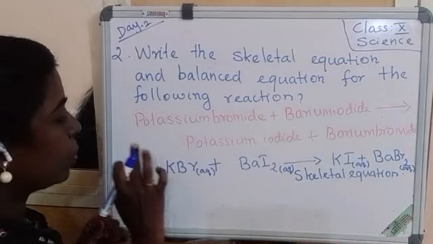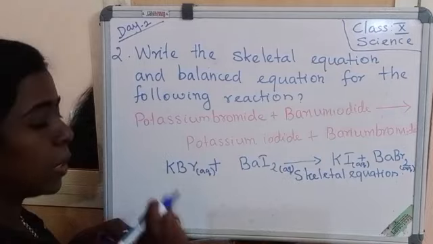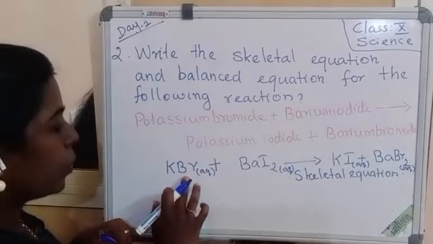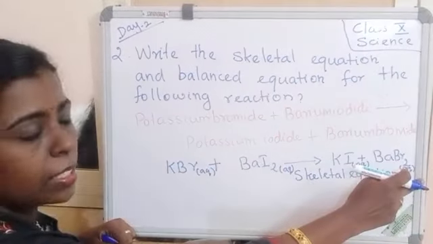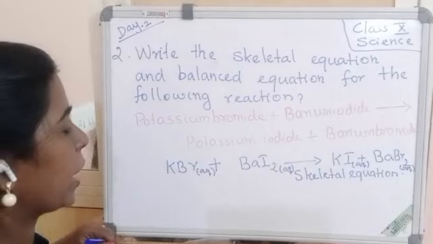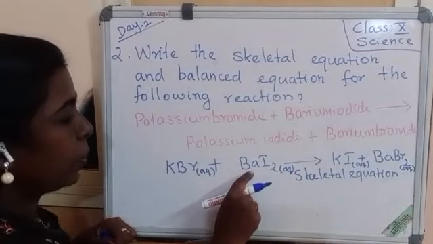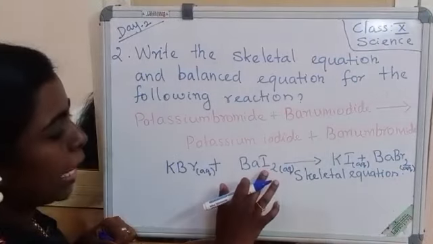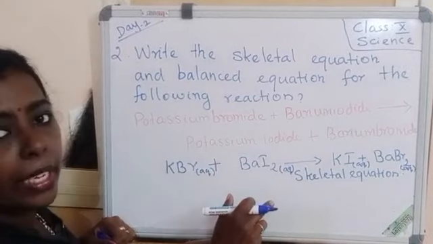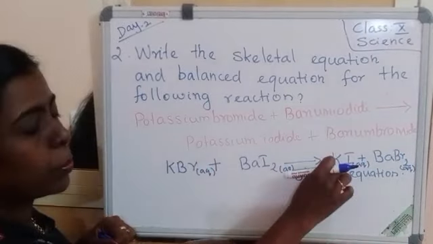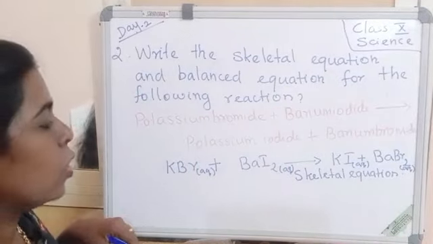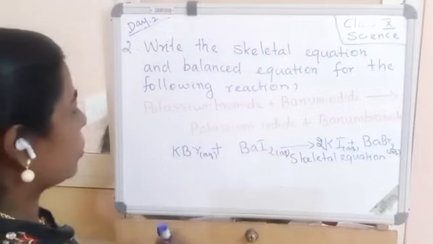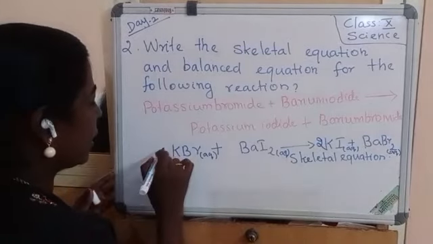See here, one mole of KBr means one potassium, and the product also has one potassium. Bromine here is 1, but the product is Br2, so two bromine atoms are present. Then barium, one barium, and the product side also has one barium. But iodine, two iodine atoms are present, while in this product one iodine is present. So we should balance. For this equation we put 2 here and 2 here.